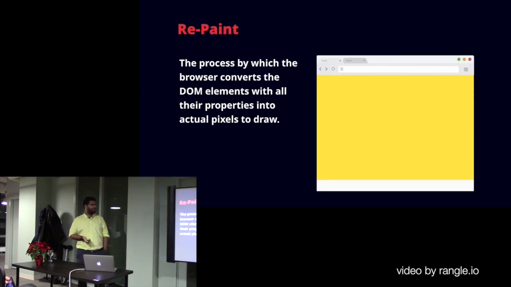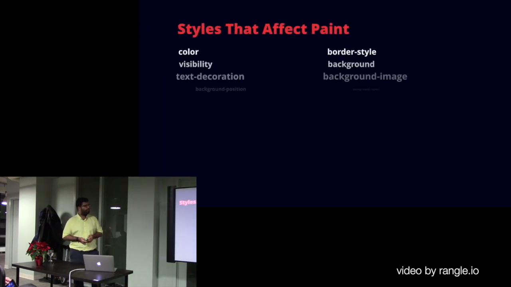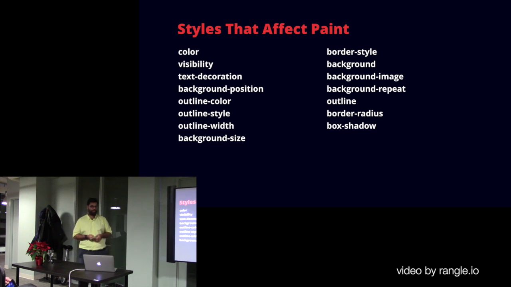The second aspect is repainting. This is when the browser takes a DOM element and converts it into a bunch of pixels and then draws them out on the screen. And here are all the properties that will actually affect repainting.